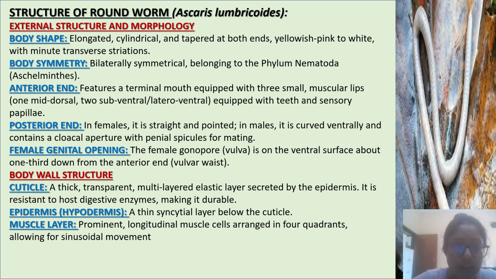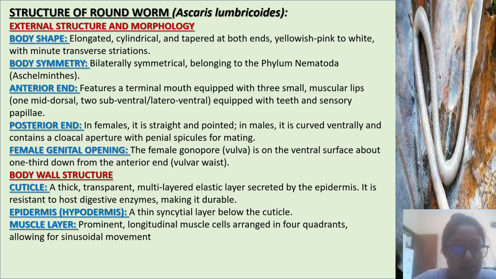Next, posterior end. In females, it is straight and pointed. In males, it is curved ventrally and contains a cloacal apparatus with penial spicules for mating. Female genital opening: the female gonopore, that is the vulva, is on the ventral surface about one-third down from the anterior end.